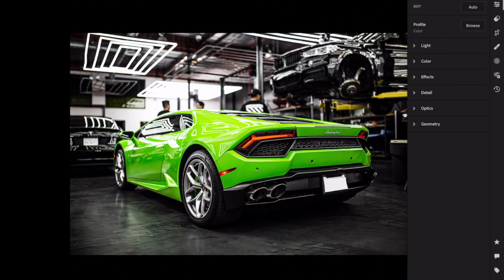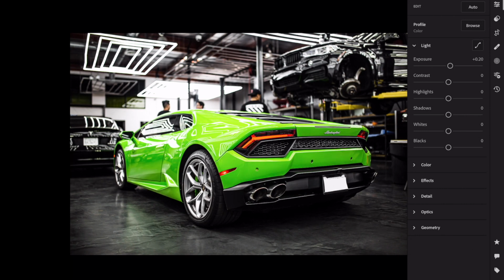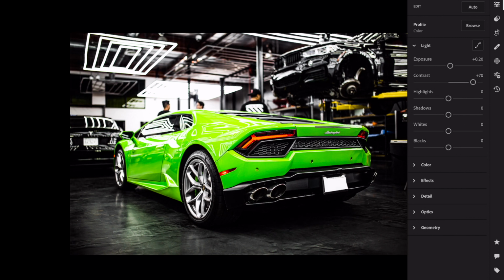Let's begin. Open the light section. Exposure, plus 0.2. Contrast, plus 75. Highlights, minus 50. Shadows, plus 15. Whites, minus 35. Blacks, minus 50.